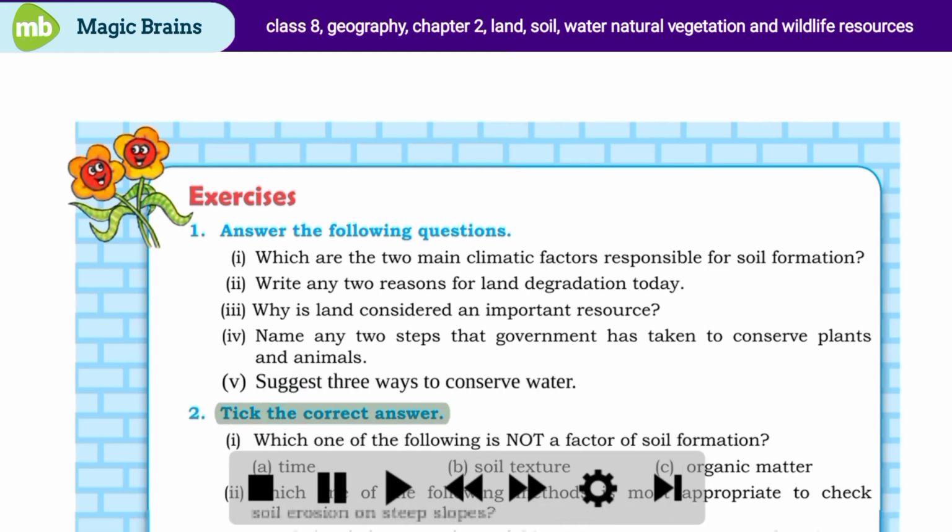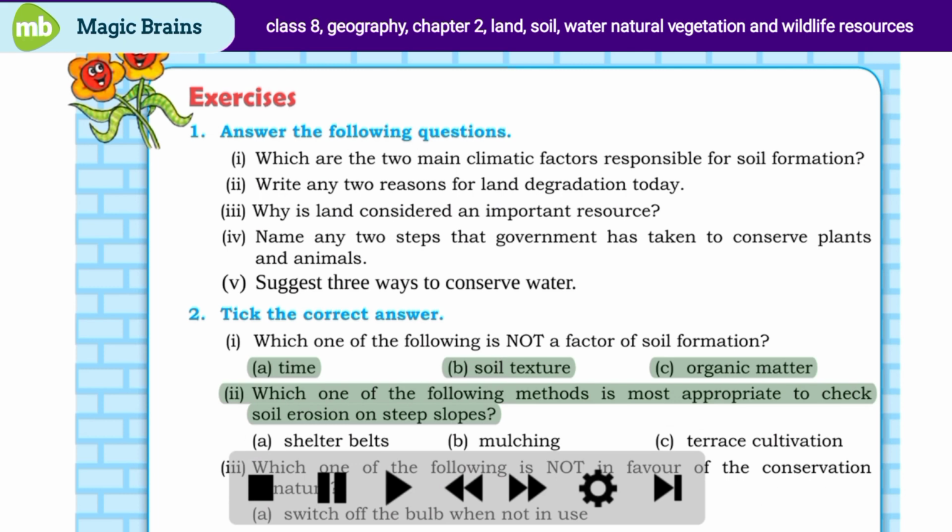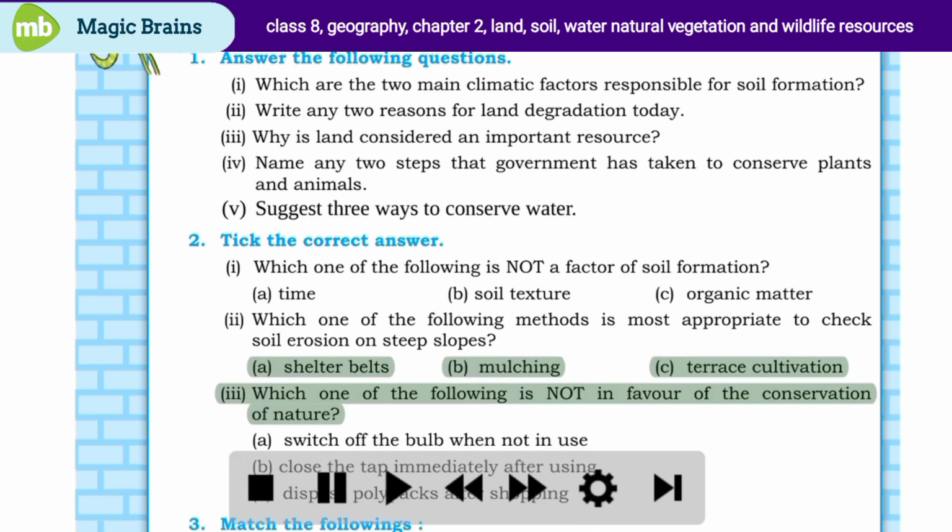Number 2. Tick the correct answer. Question number 1. Which one of the options is not a factor of soil formation? A. Time. B. Soil texture. C. Organic matter. Question number 2. Which one of the options is the most appropriate method to check soil erosion on steep slopes? A. Shelter belts. B. Mulching. C. Terrace cultivation.